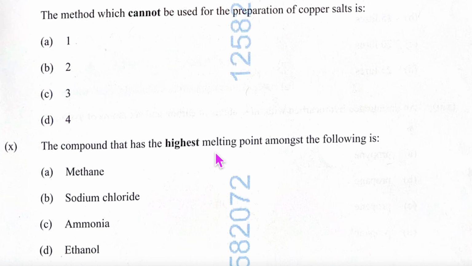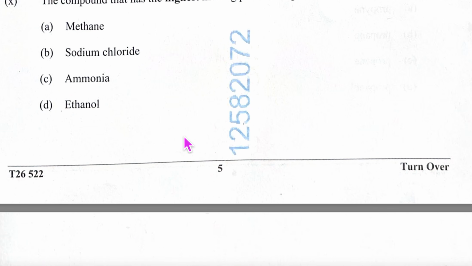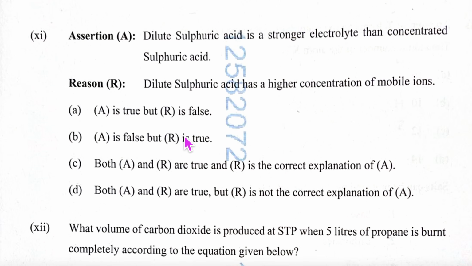Paper is relatively easy, not like physics. The compound that has the highest melting point from here. Now look at the options. They have given this as ionic and these are all covalent. Now the highest melting point will be the ionic compound, so it will be B. All the other covalent compounds have molecules held together by weak van der Waals forces, so the melting point will be low. Let us look at the 11th.